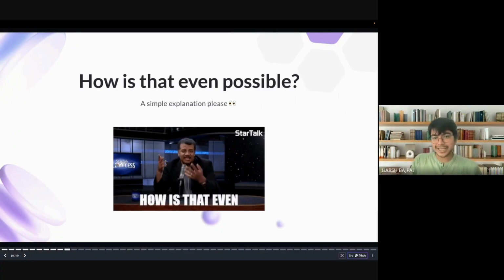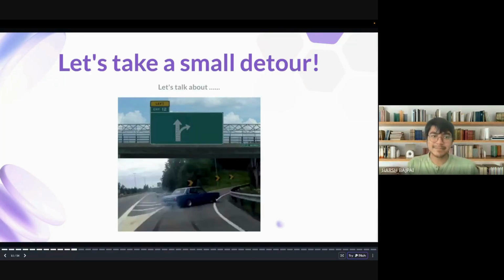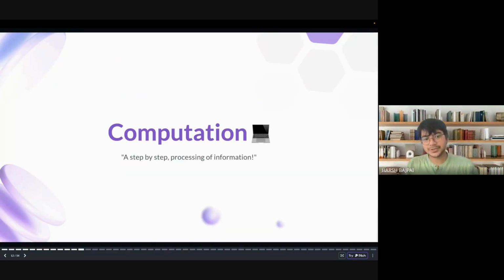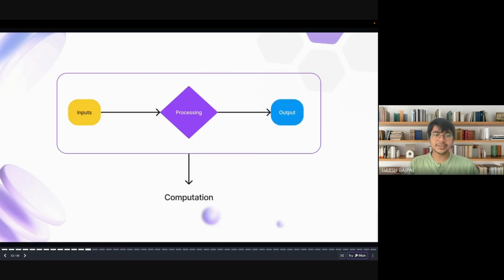But then the question is, how is that even possible? Because I just made up a protocol where there's this verifier, there's this prover, and everything is just going to work. Let's take a small detour and talk about computation itself. You could say a computation is a step-by-step processing of information. So you have some inputs, you do some processing on top of them, which is what we call the computation, and then you get an output.